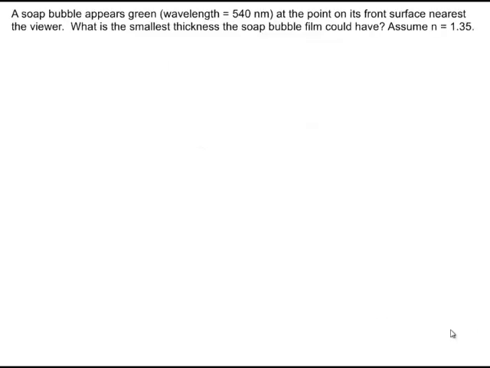A soap bubble appears green, wavelength 540 nanometers, at the point on its front surface nearest the viewer. What is the smallest thickness the soap bubble film could have? Assume n equals 1.35. Okay. If it's appearing green, that means we're getting a maxima. I hope that makes sense. If I write out my formula, that's going to be 2nt equals m plus a half times the wavelength.